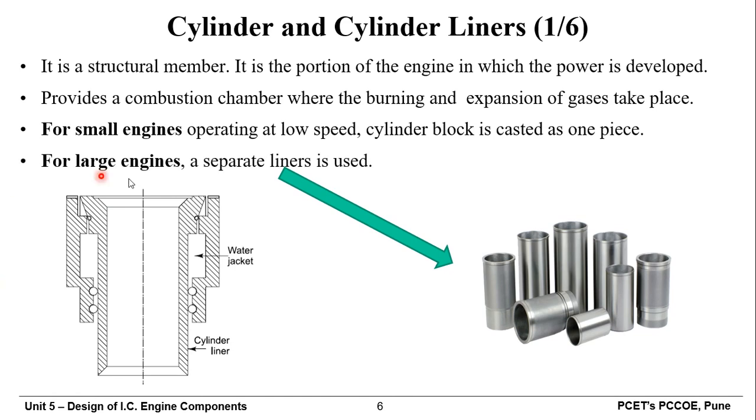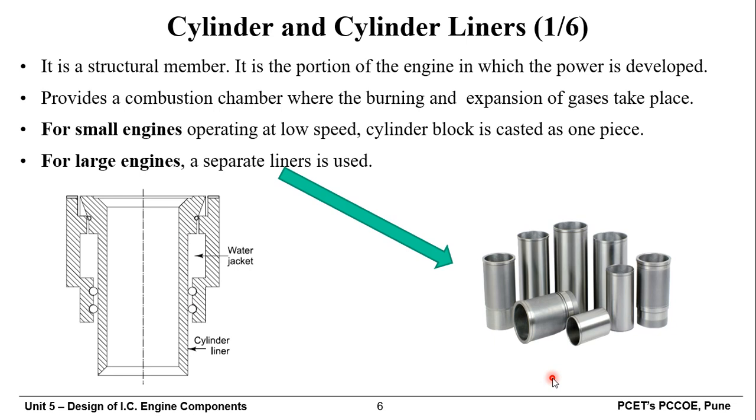And in case of a large engine, along with the cylinder, an additional unit is used, that is the cylinder liner. So here you can see the cylinder liner, and outside of that you can see a water jacket. And also in the figure on the right side, you can see the typical cylinder liners that are used.